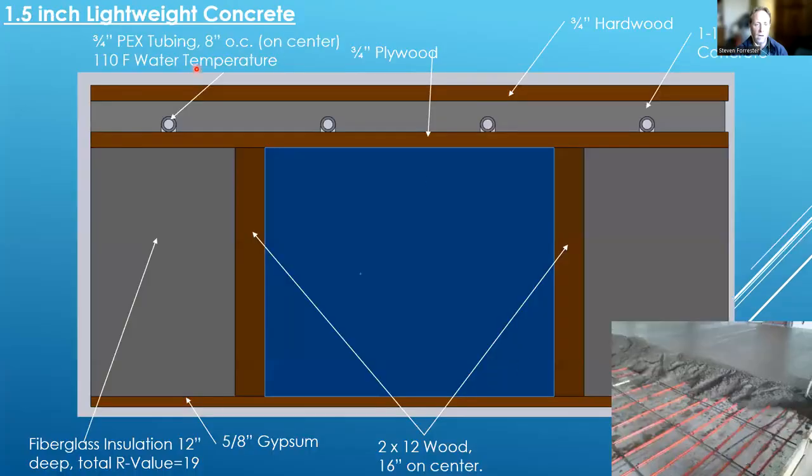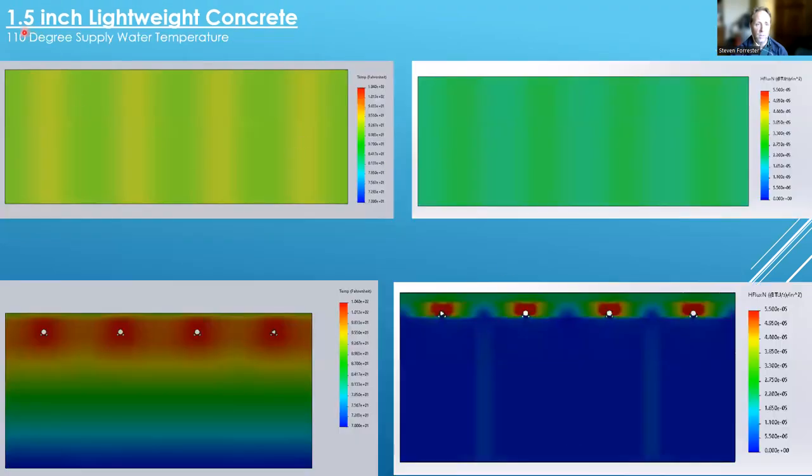And we can go look at the high mass system, the lightweight concrete system. Here we have the subfloor, and then above that 1.5 inches of concrete, and the tubing is just sitting right on that, and then the 3/4 hardwood over the top of it. With 110-degree supply water, you can see we get a very uniform temperature out of it, a little bit of gradient, but not much. Energy output looks really good.